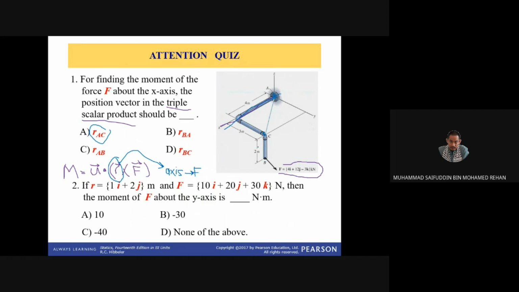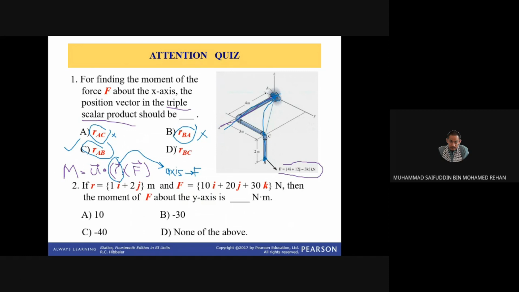It is from the axis, but it is not to the force, right? So if you use this one, it is going to be wrong. What about RBA? From point B to point A, if you took this R, it is from the force to the axis. So this is wrong. What about RAB? It is from A, which is from the axis, to the point B, to the force. So the correct one is RAB.